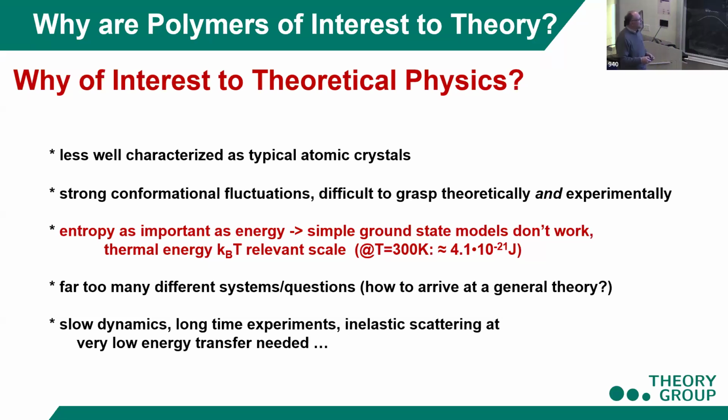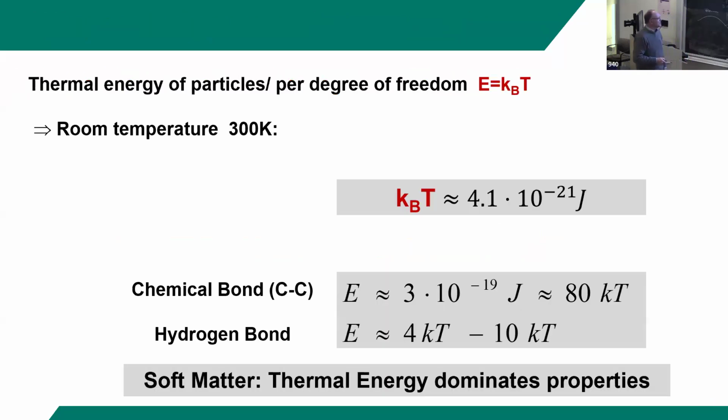And of course, one has by far too many different systems and questions in order to arrive at a rather general theory. In addition, when it comes to experiments, which in the end might even be an advantage, one has a very slow dynamics and long-time experiments are needed and so on. That is something which typically, from a physics point of view, is not very effective unless one has some very specific questions. So here again is kT. That's about, at room temperature, 4 × 10⁻²¹ joule. And when it comes to a chemical bond, the typical carbon-carbon bond is 80 kT. That means it lives essentially forever. e^(-80) is infinity on our time and length scales.